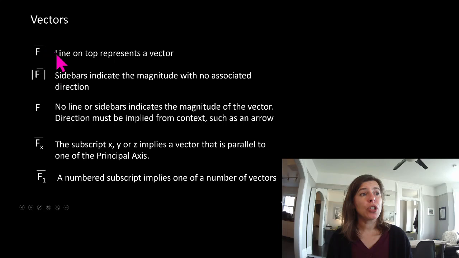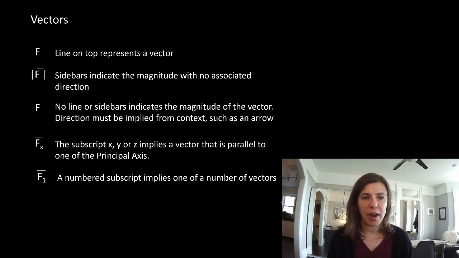If we have a value with a line on top, it represents a vector. If we're not drawing an arrow, here's a good way to talk about it. Sidebars indicate a magnitude with no associated direction. We don't like that. We always want to know direction, so we're not going to work with that very often. This is just a refresher on what these look like.